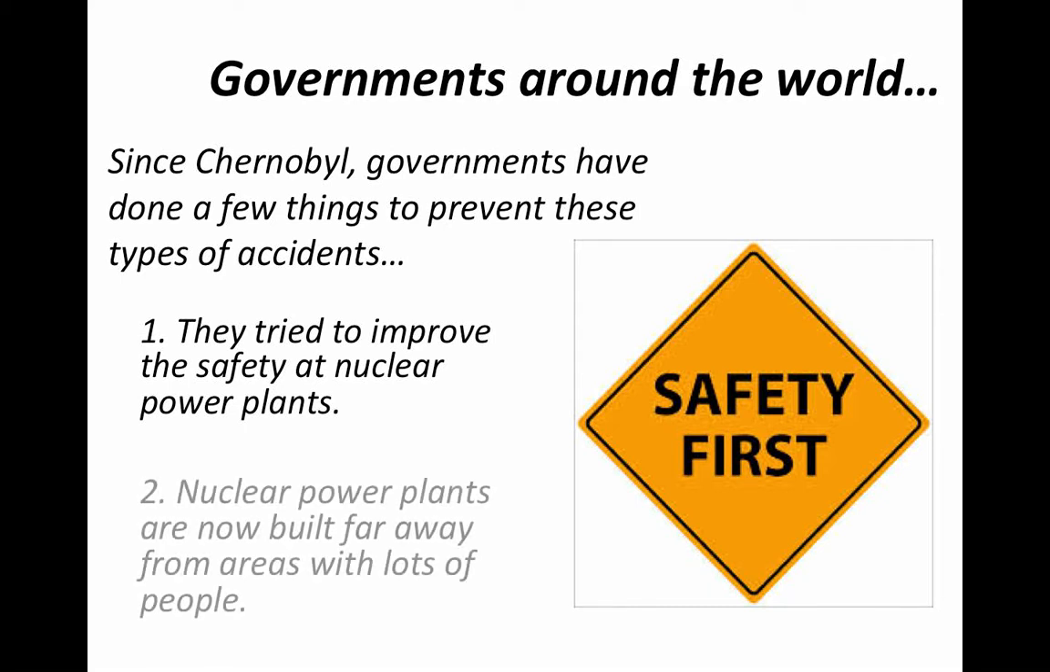Second, nuclear power plants are now built far away from areas with lots of people. If an accident happens, they don't want large cities of people to be exposed to nuclear radiation. But unfortunately, they cannot build them too far away. These power plants still need to be close enough to provide electricity for people's homes and businesses. This also doesn't solve the problem of transboundary pollution. As we saw, even though the people in Belarus and in Lapland lived very far away, the radioactive particles, the dust, spread through the air and was a problem to them even though they were very far away.